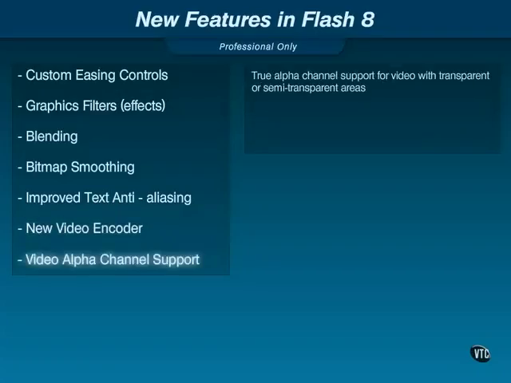Finally, last but not least, Flash 8 allows video alpha channel support. Alpha channel is transparency in video, and in the past we never had this. So now we can have video with transparent or semi-transparent areas overlaid over graphic objects in our Flash movies, and the transparent areas will show what's beneath it. We've never been able to do this before, so it's another great new feature. And that takes care of all the new features in Flash 8.